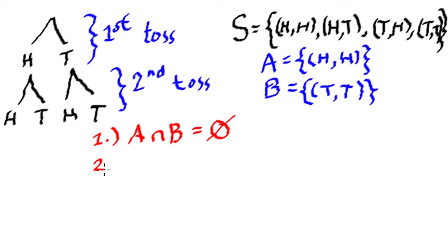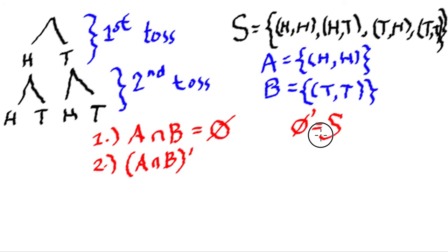Okay, now how about for number two? We're tasked to find A intersection B quantity complement. So that is, we're going to get the complement of this null set here, of this empty set here. So based on our set theory, when we have the complement of a null set, that will be equal to your universal set. Okay, the complement of a null set is equal to your universal set. Our universal set in this context is going to be the sample space itself. Hence, the complement of a null set is the sample space.